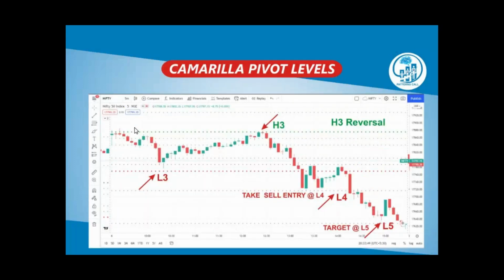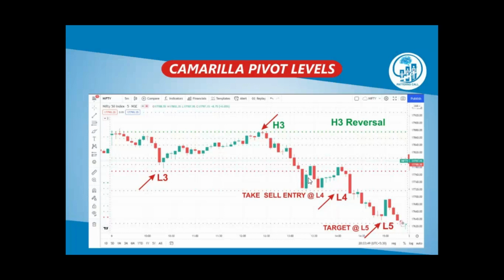Camarilla pivot levels. This is the H3. This is the L3. You see here, the opening candle at H3 reverses near to the L3, then reverses again at H3. When L3 or H3 is broken, and then L4 or H4 is broken out, the target is H5 or L5. For which side? Any side, buy or sell.